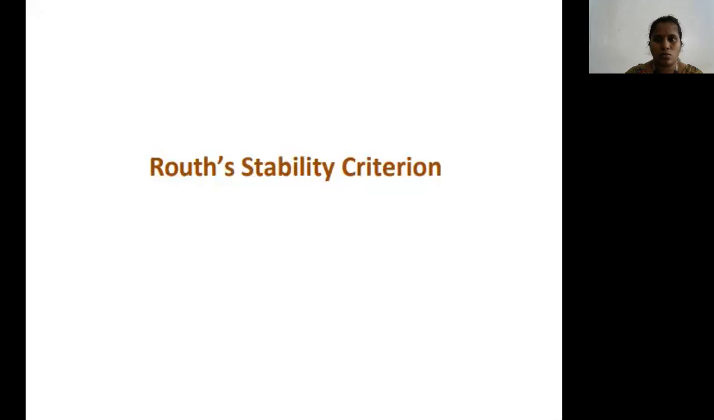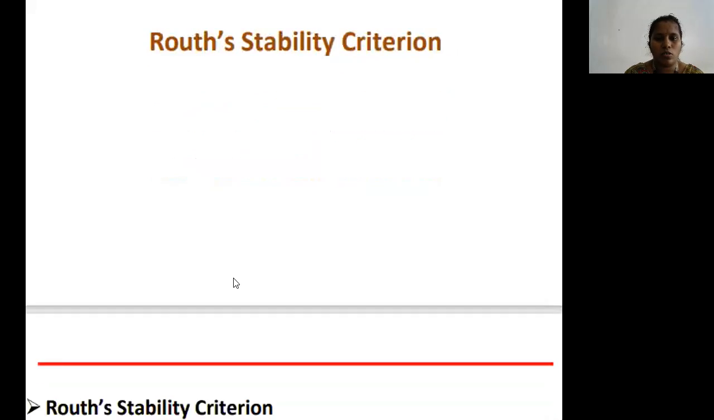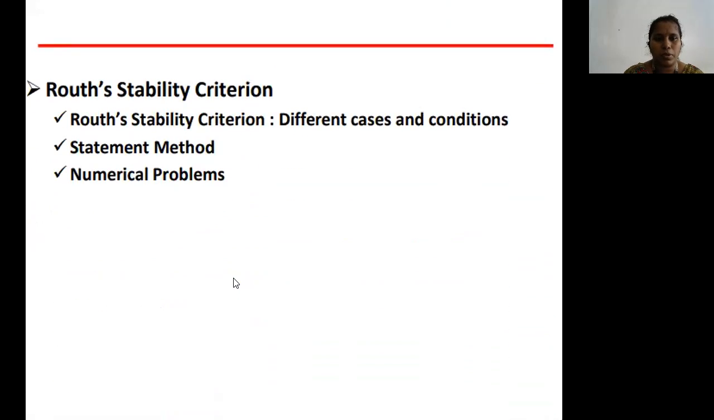I am explaining the Routh stability criteria using a PPT here: the different cases, what conditions exist, what method we have to follow, and we will solve numerical problems also.